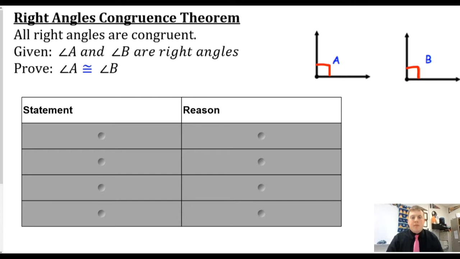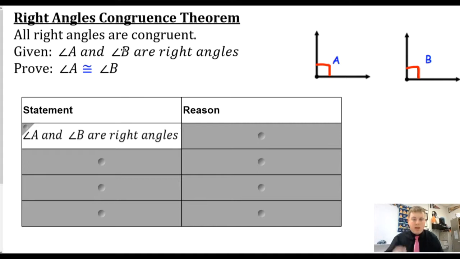So as we've started out many of our proofs, our first statement that we're going to make is what we were given. The angle A and angle B are going to be right angles. And our reason for that is going to be that we were given it. It's step number 1 right here.